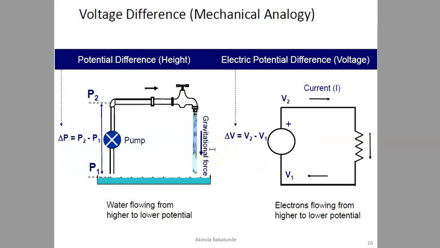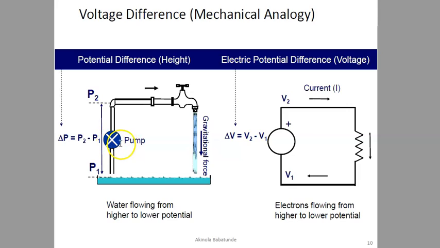Let's quickly talk about the voltage difference. What you find here is a pump, and a tap that is supposed to supply water. So at the bottom of the tap, we have P1, and at the top of the tap, we have P2.